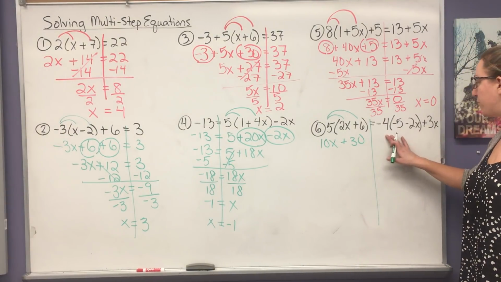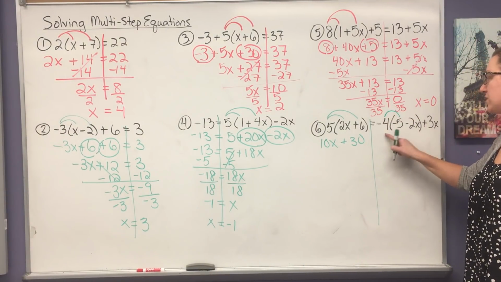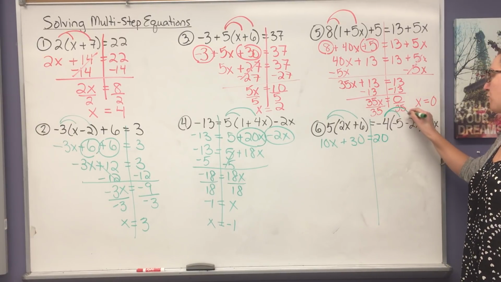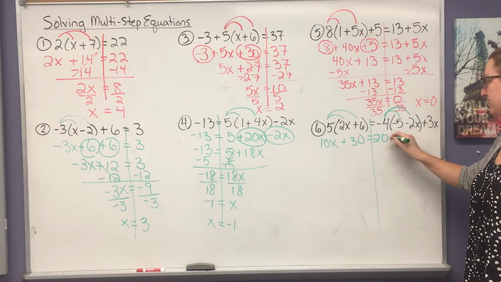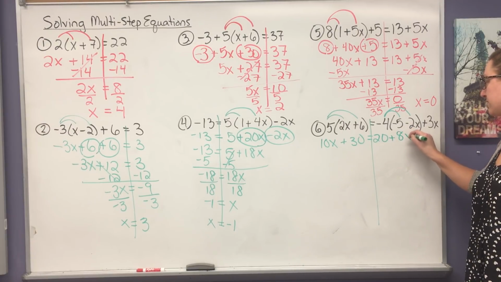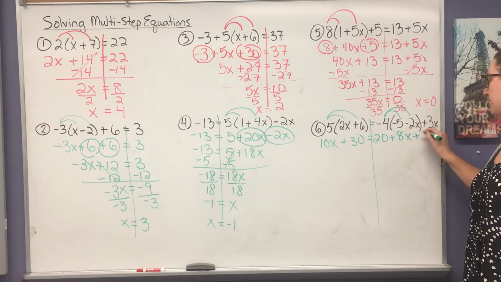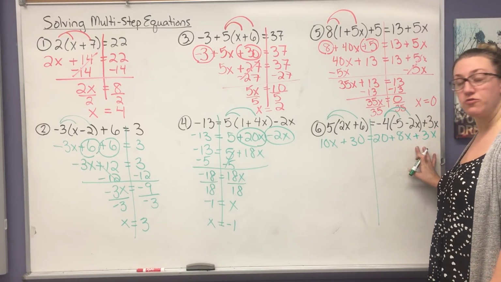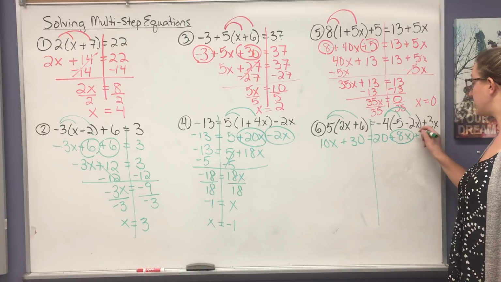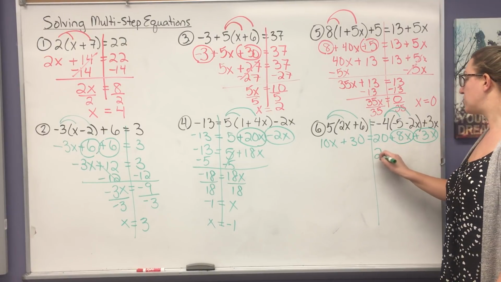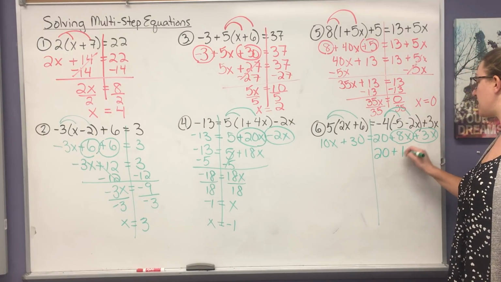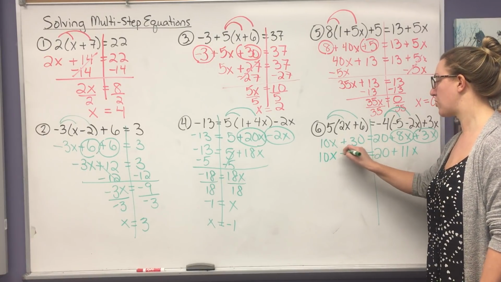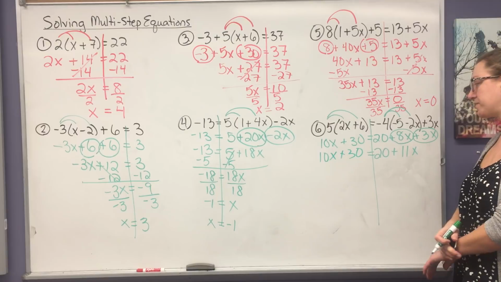Here I have distributive property again. Negative 4 times negative 5 is a positive 20. Negative 4 times negative 2x is a positive 8x. And I bring down my 3x. I do, in fact, have like terms on the right. I have 8x and 3x. So this becomes 20 plus 11x. I'm going to copy down the left side so we're all on the same line.